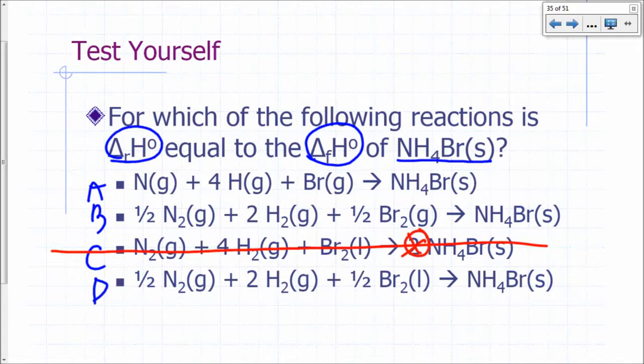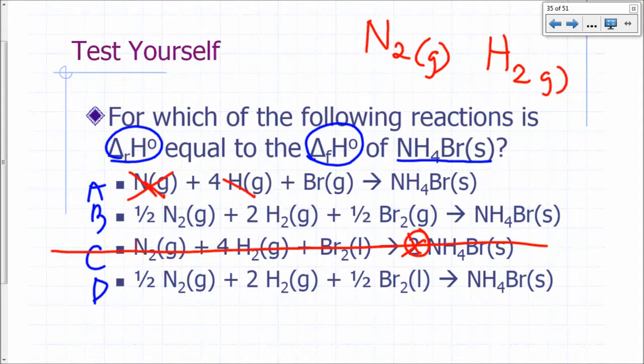And you're making it from the elements in their standard state. What's the standard state of nitrogen? Most stable form of nitrogen gas is N2 gas, right? So this one is wrong. What's the most stable form of hydrogen as an element? Standard state of hydrogen is H2 gas. So this one is wrong.